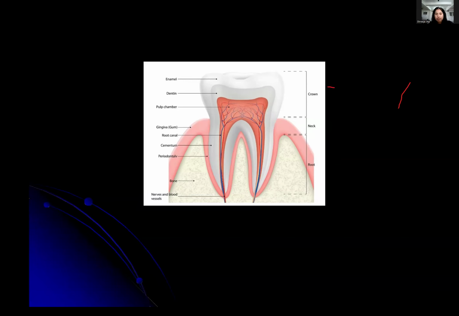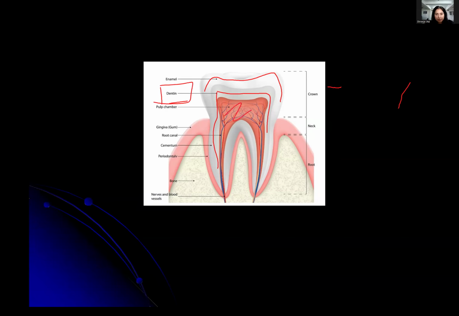So, as we can see here, the tooth structure. The first layer is the enamel. This is the second part, which surrounds the pulp. This is the dentin. Today we will discuss dentin.